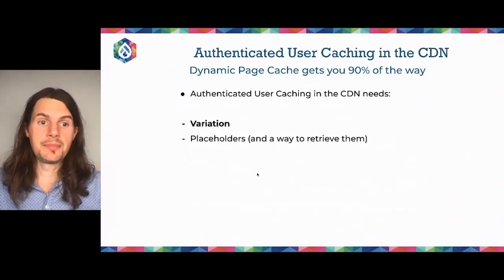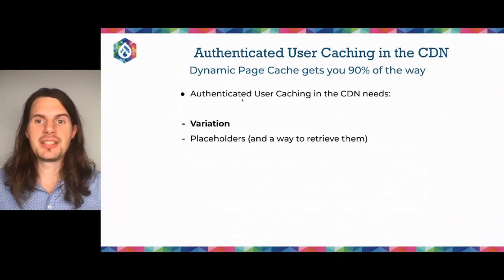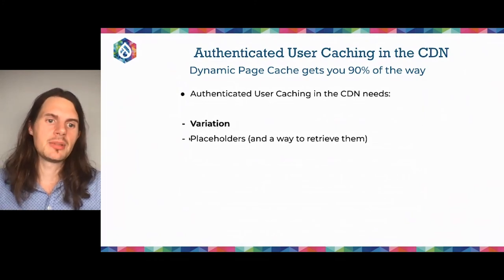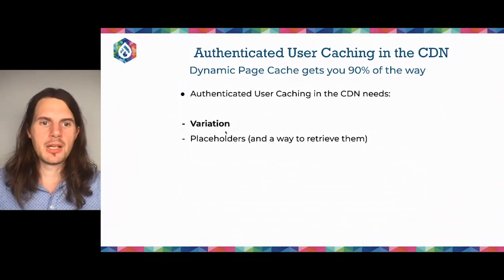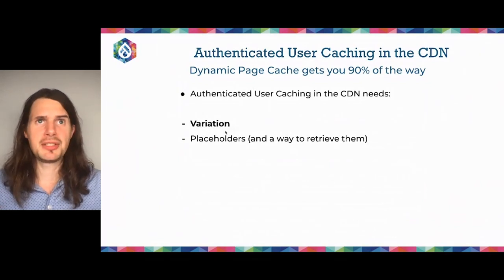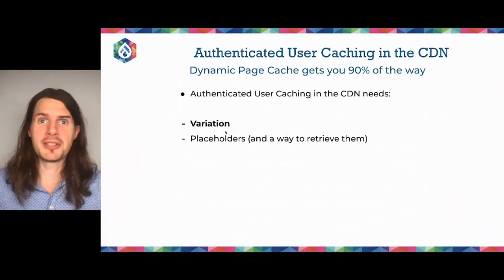The authenticated user caching in CDN needs two things. It needs variation and the placeholders and the way to retrieve them. So we recap real quick. We have XCC user 2, Drupal returns XCC user. We set a cookie, CC user, we convert it to a cookie, we set it, etc. And it's terribly insecure, because if I just put the UID in the cookie, then I could impersonate any user. I could be user 3, I could be whatever.